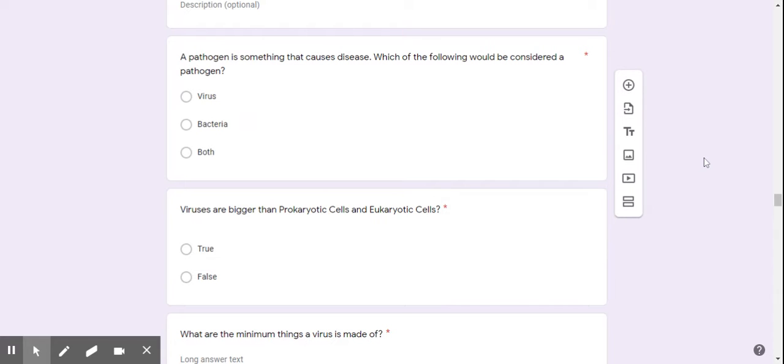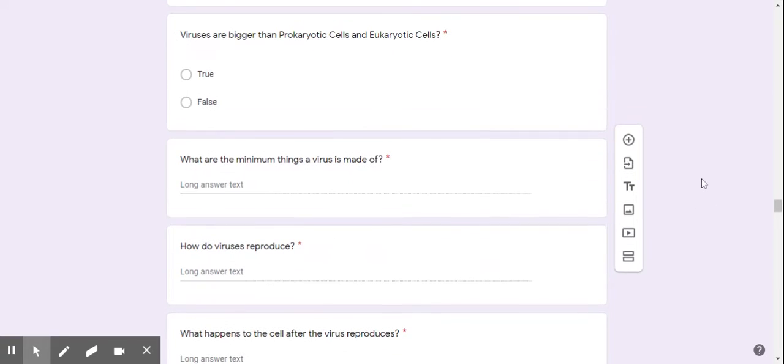Now, true or false? Viruses are bigger than prokaryotic and eukaryotic cells. This is a big fat false because actually viruses are smaller than both. Viruses are typically at least 10 times smaller than prokaryotes and normally at least 100 times smaller than eukaryotes. So that's actually a big fact you must remember. Viruses are tiny little things.